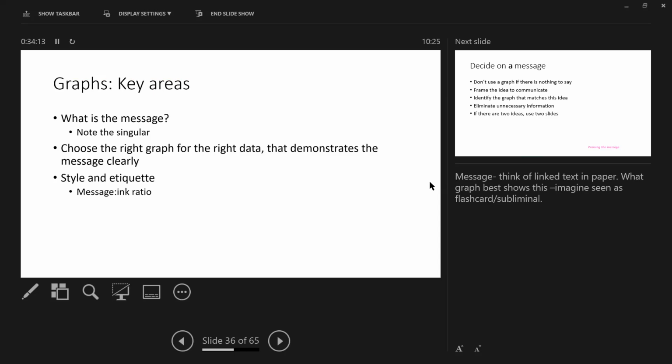Style and etiquette. Don't use 3D. Use colors judiciously, in a way that helps your message. If you want people to focus on a particular group, make this group brighter. Don't use colors that are almost the same on a graph when you have a lot of lines. Most of the time you print it in black and white, so color is problematic. You can have patterns. This is a good point.